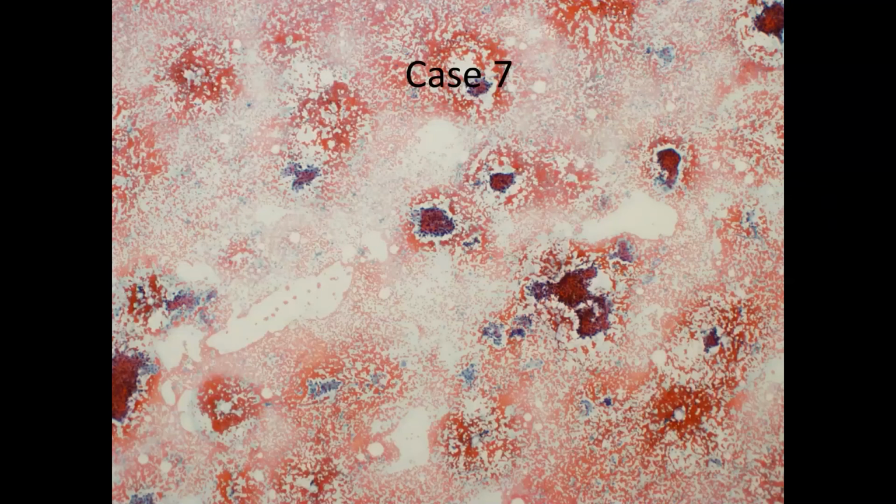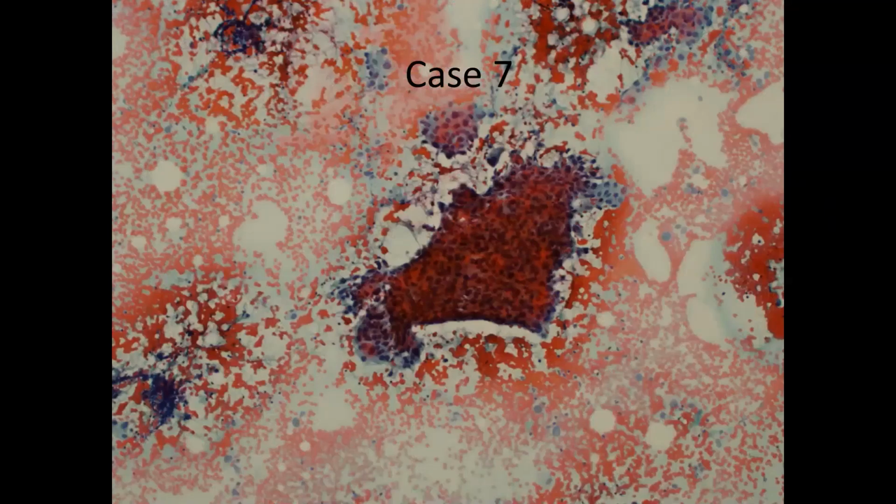So here's an example here. We have a relatively cellular aspirate. This is a PAP. You can see at higher power these irregular clusters of cells. Again, quite a bit of variation in nuclear size and shape.